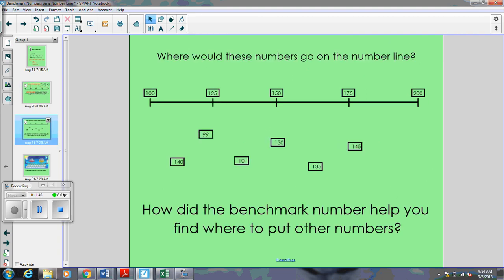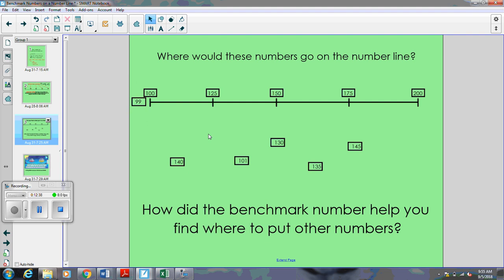Alright. So here's the same number line, but I've got some other numbers. I have 99, 140, 101, 130, 135, 145. If I just had an empty number line, it would be hard to figure out where those numbers go. But I've put in some benchmark numbers to help us figure out where it's going to go. Where is the number 99 going to go on my number line? It's not a trick question. Brian? Before 100. It's not really on our number line, but that's where it would go. Right?